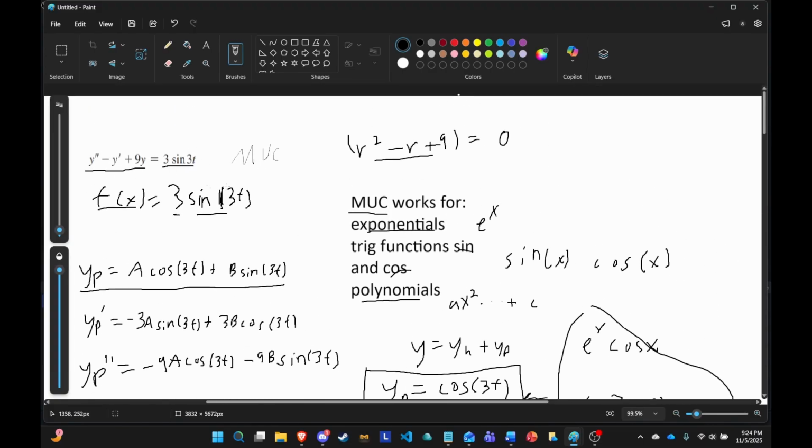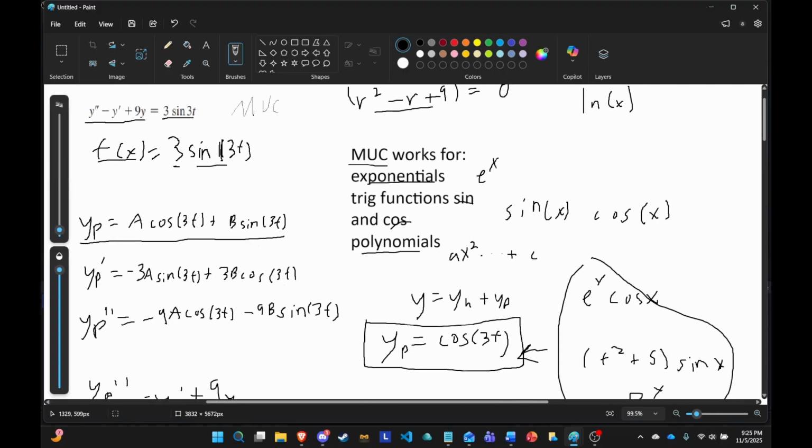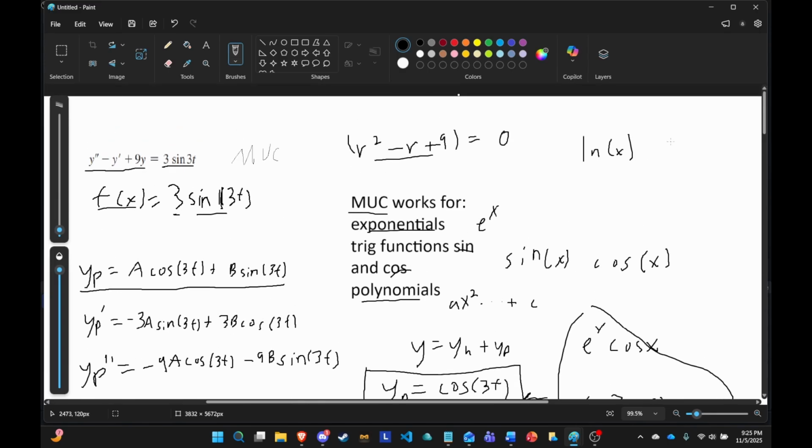But what if we had an f of x on the right-hand side that was non-homogeneous and looked something like natural log of x? Well, we don't know how to use method of undetermined coefficients because the derivatives of exponentials, sine and cosine, and polynomials are really easy to calculate and let us set up a system of equations to solve for a and b. But the derivatives of natural log of x are 1 over x, negative 1 over x squared, etc. And these are not easy to evaluate in a system of equations.